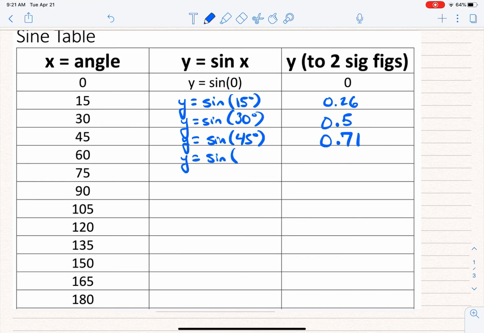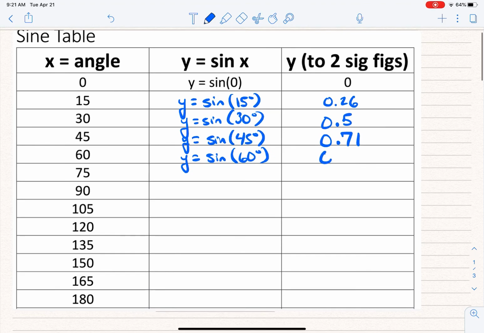This just keeps going, and this is what I'm asking you to do. I know this might seem like monotonous, brainless work, but it's not. There are some things I want you to notice. Right now I do sine of 60 degrees. And sine of 60 degrees is 0.866, something. And so that becomes, rounding to 2 sig figs, about 0.87.